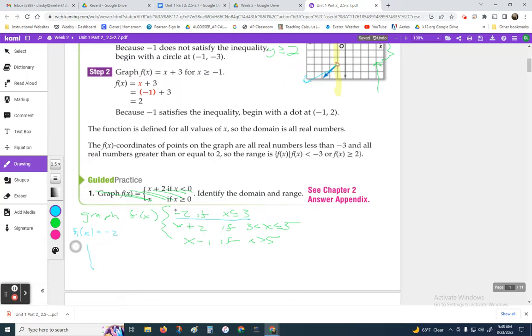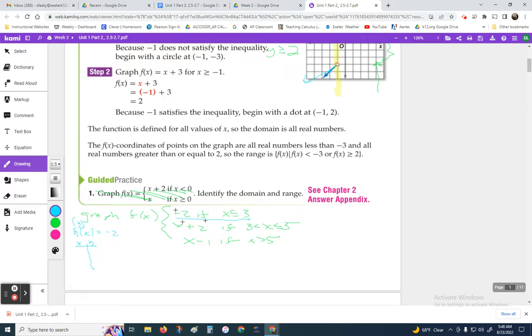All right, so let's do my input-output table, x and y. This is telling me if I put in an x value, I automatically get out y, because remember, this is the same as y. This says y is equal to -2. Doesn't matter when, y is equal to -2.